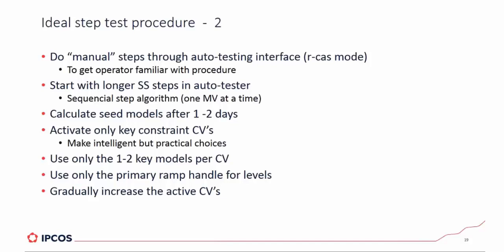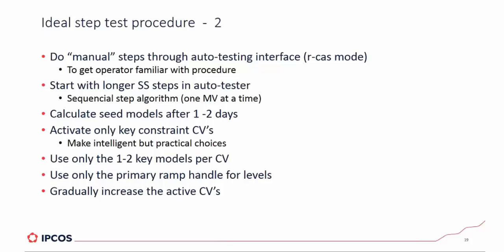Typically, we will start with longer steady state steps in the auto tester. If we do not know the steady state of the plant already, then this gives us the experience to actually determine what the maximum length of steps should be. If we have an application that allows for a sequential step algorithm for only one MV at a time, we would typically start with this and then at a later point move on to an algorithm where all the MVs are stepped together in a randomized pattern.